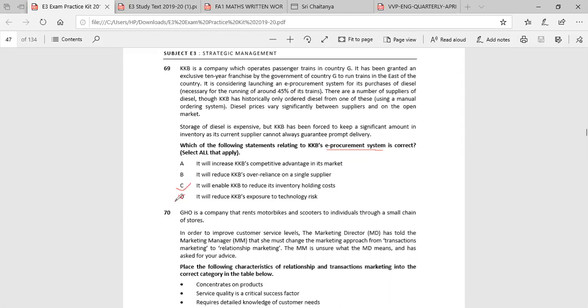So now let's consider A. A is it will increase KKB's competitive advantage in its market. What is competitive advantage in its market? Competitive advantage is in terms of selling their product. The advantage is about selling the product. Here it is about buying the product. Procurement is about buying. So A will not be applied here. Let's check whether B will apply or not. It will reduce KKB's over reliance on a single supplier. Are they depending only on a single supplier?